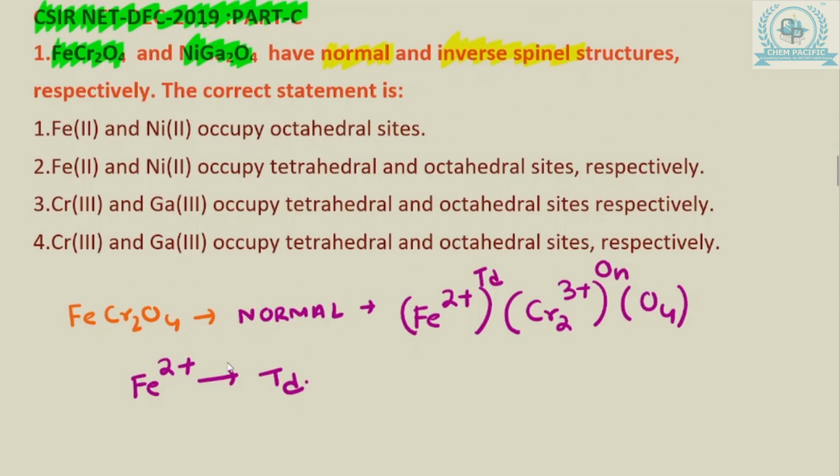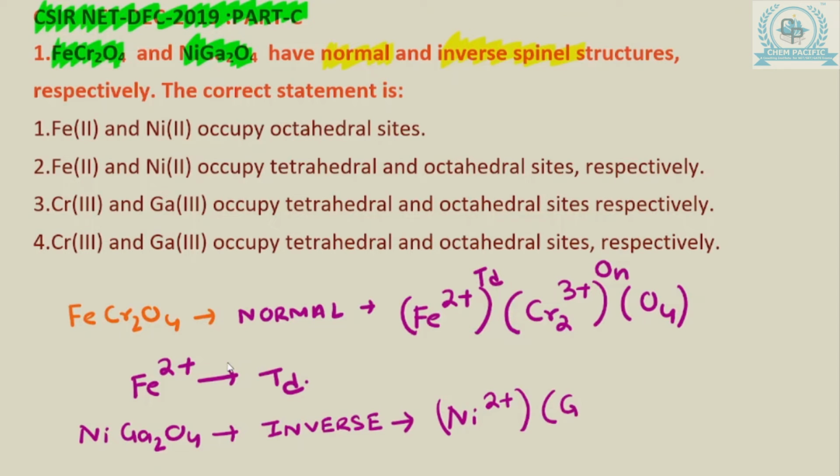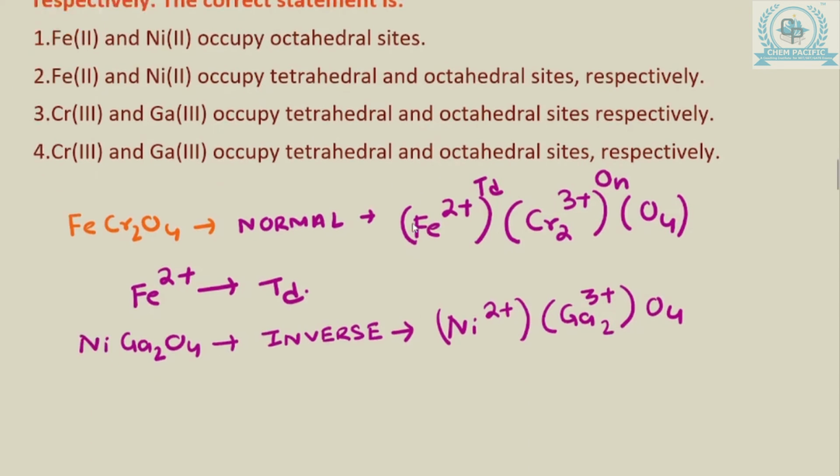And they have also given you one more example. This is NiGa2O4, and they are telling you that this is an inverse spinel. Clear? If this is an inverse spinel, then nickel has oxidation state +2, okay. Gallium has oxidation state +3, okay. And this is O4.